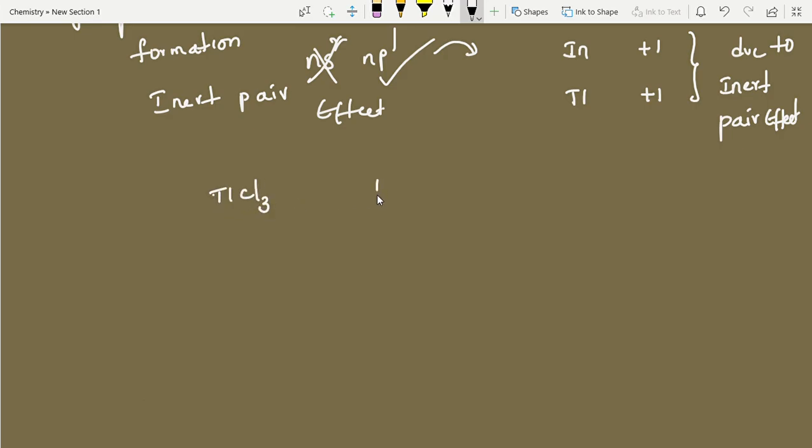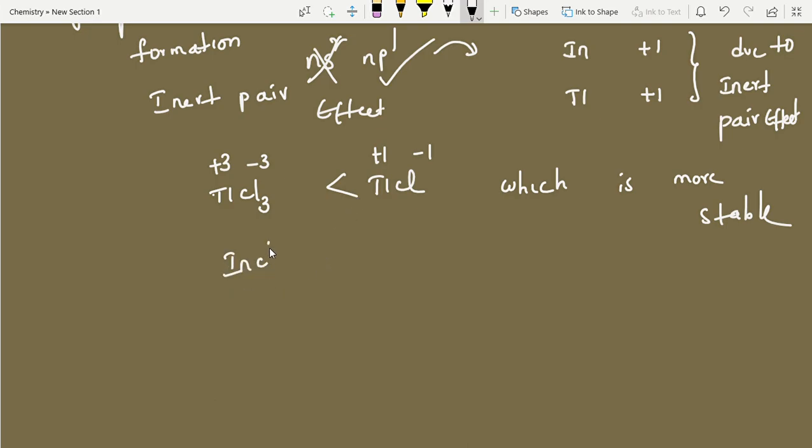TlCl3, TlCl, which is more stable? So definitely TlCl. Why? Because this is -1, this is +1, this is -3, this is +3. So the +1 state is more stable. And indium also, the same thing. InCl3, InCl. So where the lower oxidation state, that is more stable.